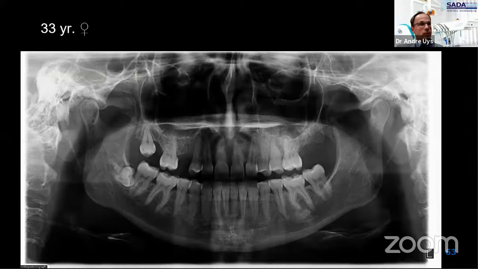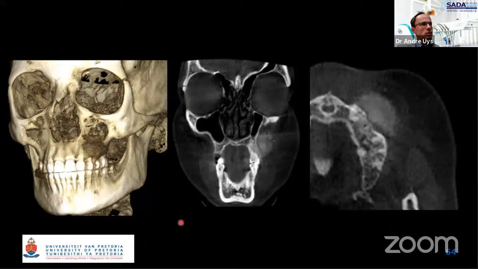This patient also came in. There's a lesion here, but the complaint was pain on this left-hand upper side. Now, from this panoramic radiograph, one can see that there are slight changes of the trabecular pattern of the bone. It looks a little bit more sclerosed. But the CT showed us this type of thing.